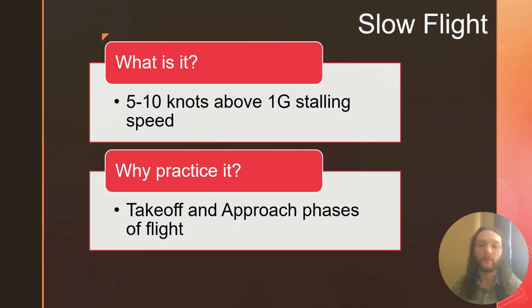The first thing I want to talk about is what slow flight is. The Airplane Flying Handbook describes it as flying 5 to 10 knots above the 1G stalling speed of the aircraft. And we practice slow flight to replicate the takeoff and approach phases of flight so that pilots can better learn to control the aircraft at slow airspeeds while still being at a safe altitude to do so.